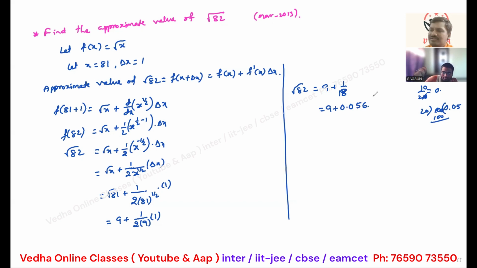1 by 18 is a little bit more than 1 by 20, which is why we get the extra 6. So finally, 9.056 is the approximate value of root 82. Understood? What is important here? Compulsorily, first consider the given function as root x, f of x.